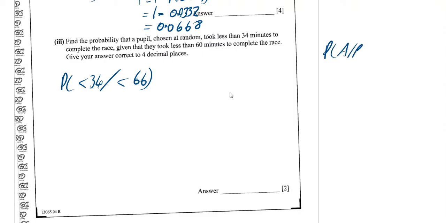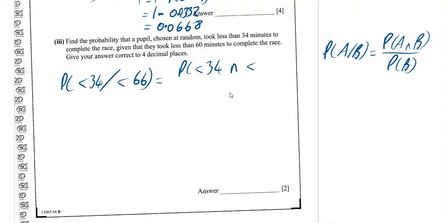Very last part of this question, find the probability that a pupil chosen at random took less than 34 minutes to complete the race, given that he took less than 60. So you're looking for the probability they took less than 34, given that they took less than 60. Right, this is from your formula. Probability of A given B is equal to probability of A and B divided by probability of B. So in this case, that's the probability that it's less than 34 and less than 60, divided by the probability that it is less than 60.